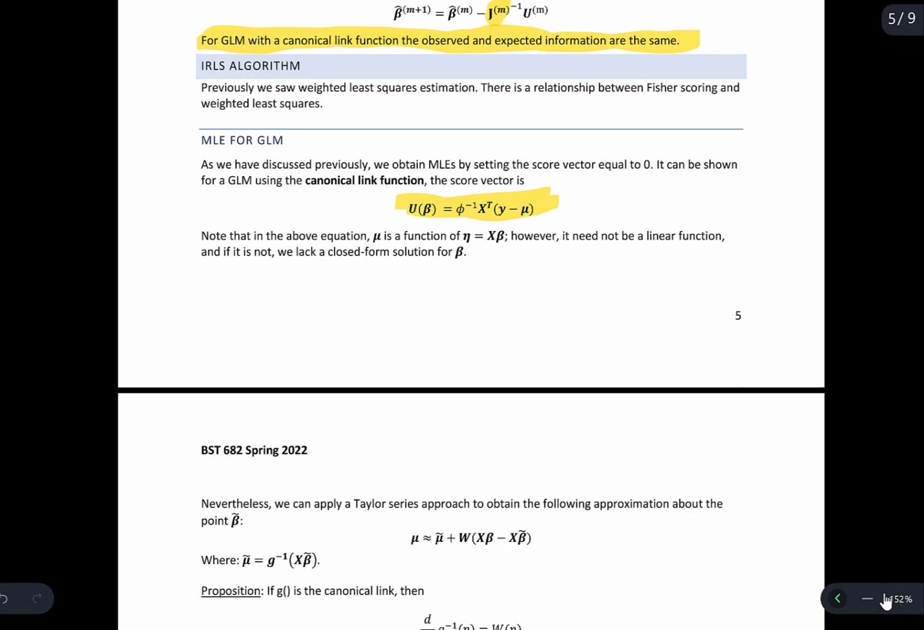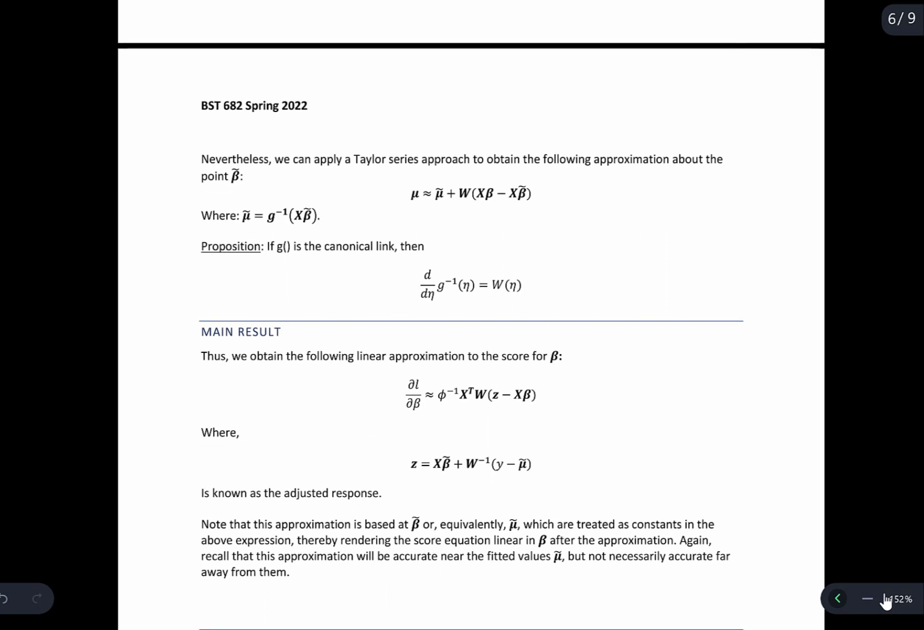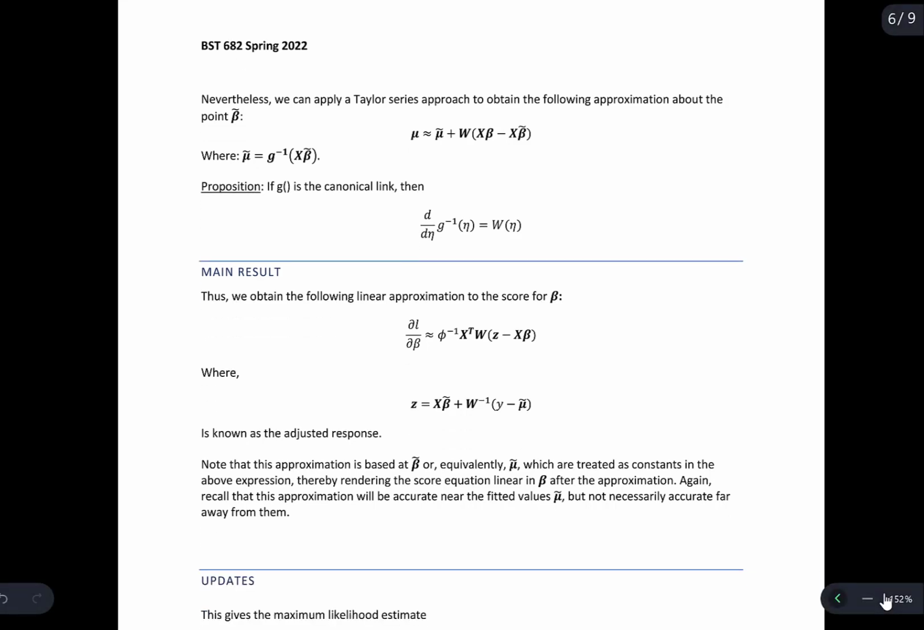So in the above equation, mu is a function of x beta. However, it doesn't need to be a linear function, and if it's not, we'd like a closed form solution for beta. So we can apply a Taylor series approximation to obtain the following approximation at point beta tilde. And then we have this proposition: if G is the canonical link, we end up with this piece right here.